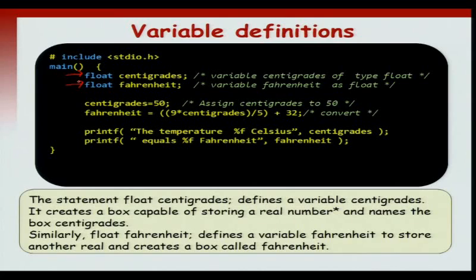Similarly, Fahrenheit is also a box which can hold a real number. So, you declare that the type of that variable is float. Okay. So, these are supposed to be the first two lines of the code.